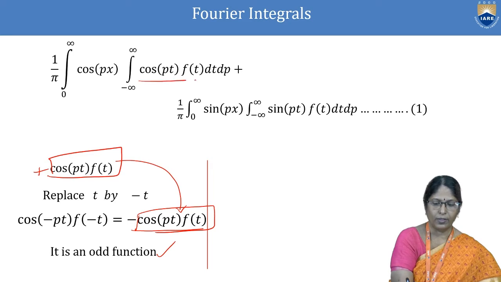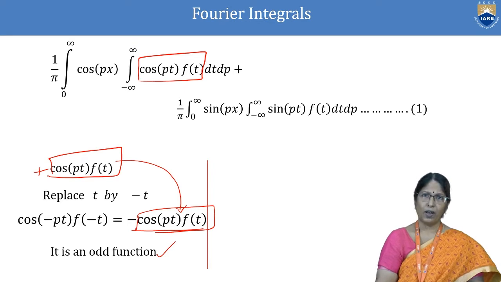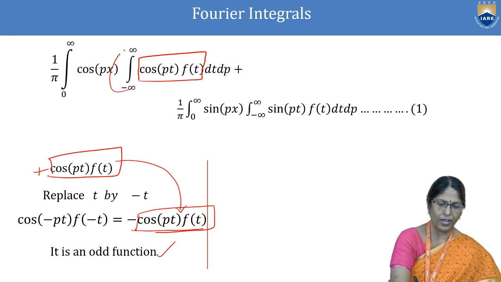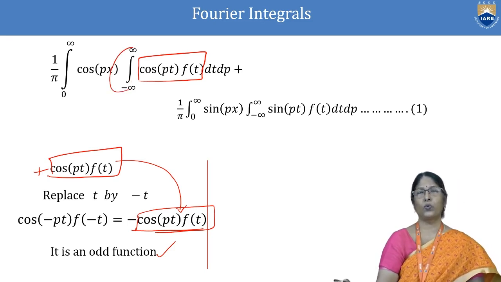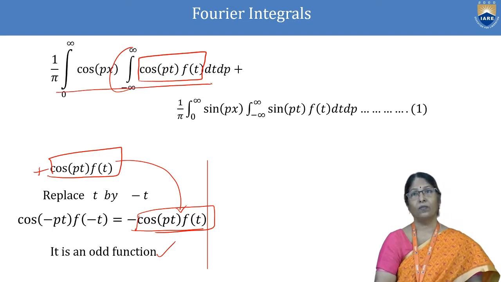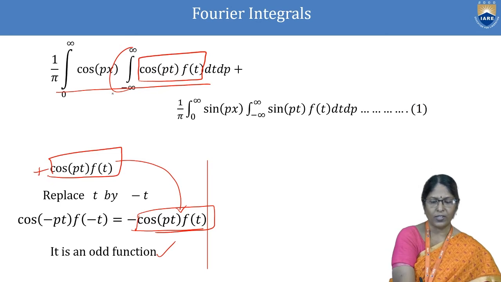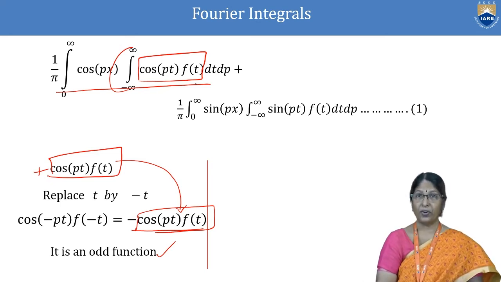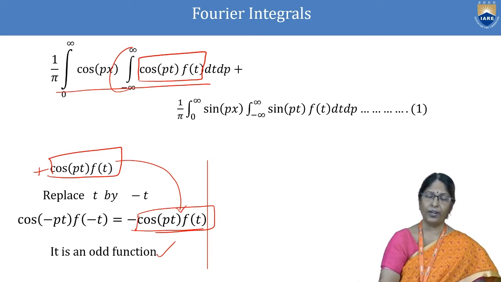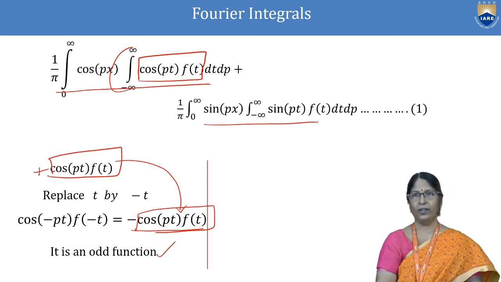So this term is an odd function. The function is odd and the integral varies from minus infinity to infinity. When these two conditions are satisfied, the integral vanishes. That is, in the Fourier integral, the first part vanishes. The reason is that the integral ranges from minus infinity to infinity and the function is odd. Now we will check the second integral.